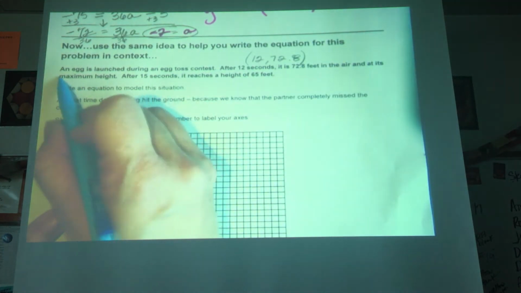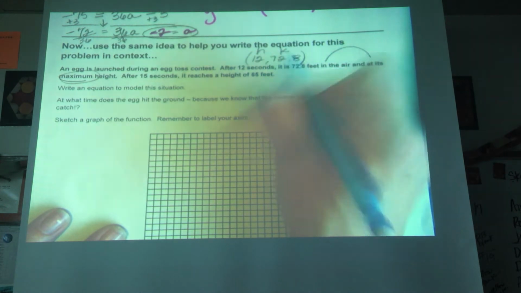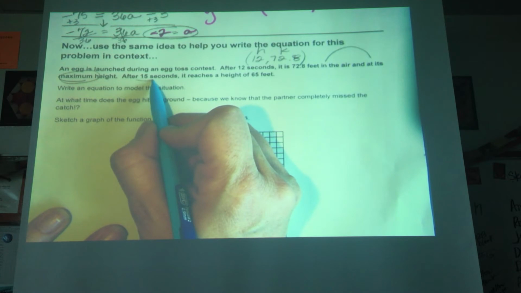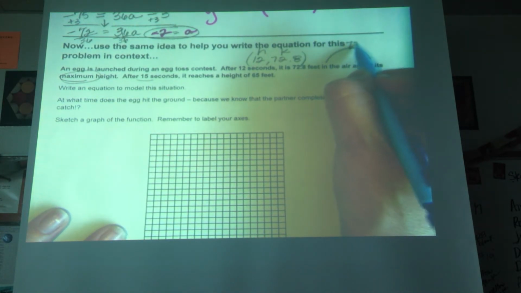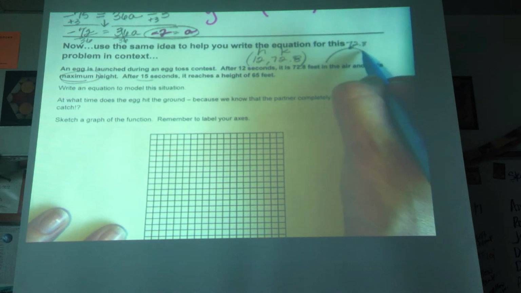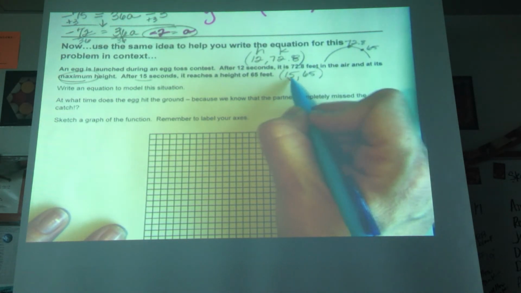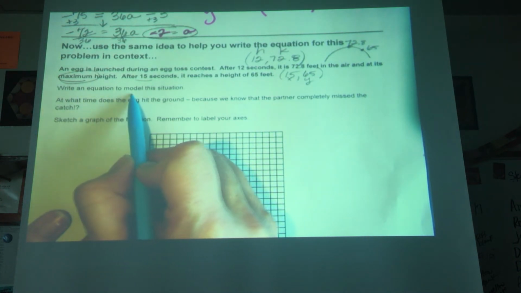So what do I know about that then? If it's at its maximum, that means that this is going to be the vertex, the H and the K. They're also going on to tell us that after 15 seconds, it reached a height of 65. So at its max, it was at 72.8 after 12 seconds. And then it came down and was at 65 a few seconds later. So what I got in this pair is just another point, an X, Y on the parabola that I can use again in order to write an equation for this situation.